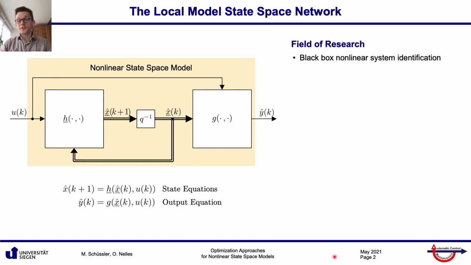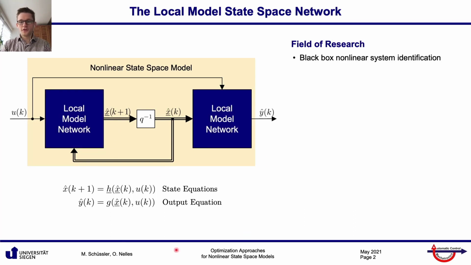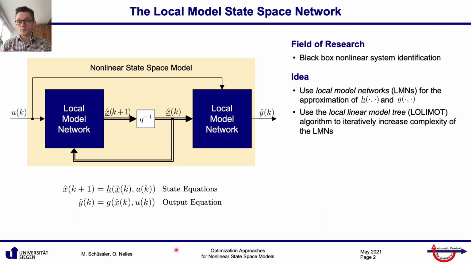Our field of research is nonlinear black box system identification, and we developed an identification algorithm which is based on the nonlinear state space model shown here on the left. And what we do for the approximation of the nonlinear state and output equations is that we employ local model networks. We call this model the local model state space networks. We employ the local linear model tree algorithm to iteratively increase the complexity of the local model network.